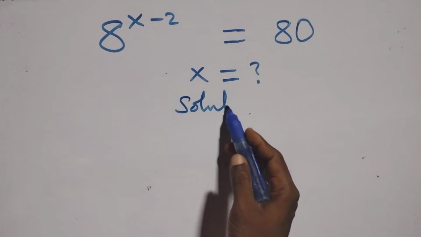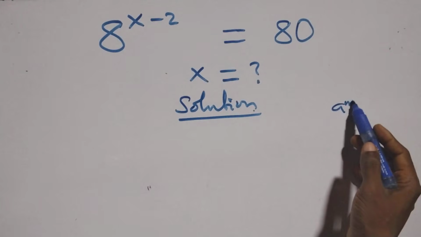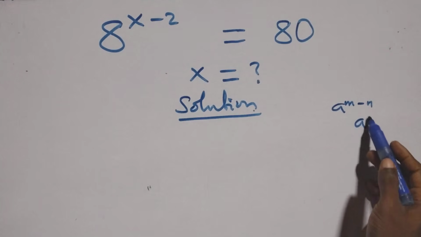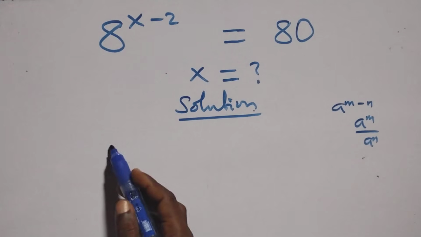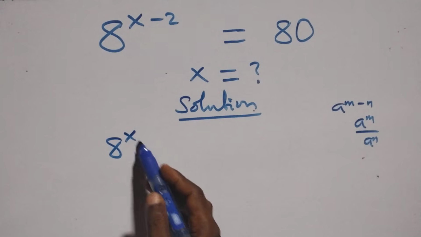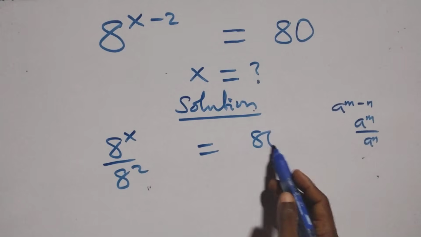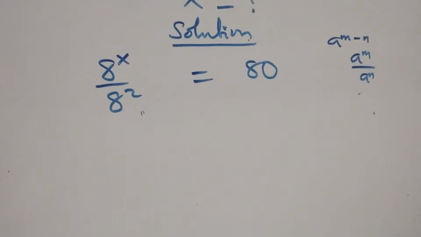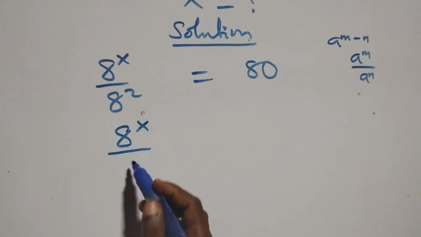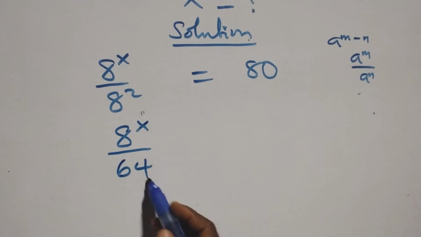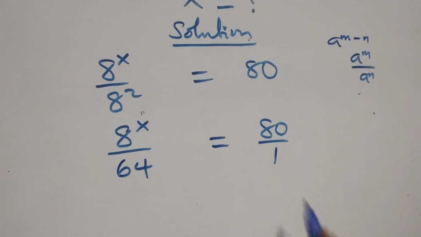Solution from here. What we have here follows when we have a raised to power m minus n, same thing as a raised to power m over a raised to power n. Here we have 8 raised to power x over 8 squared equals 80 on this side. The next step is the same thing as 8 raised to power x over 8 squared, 8 times 8, which is 64, equals 80 over 1.